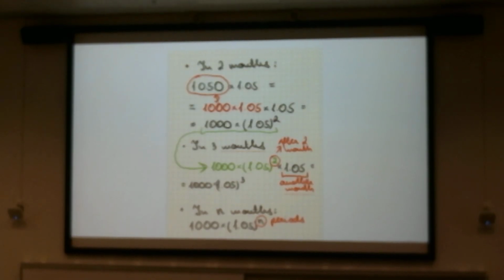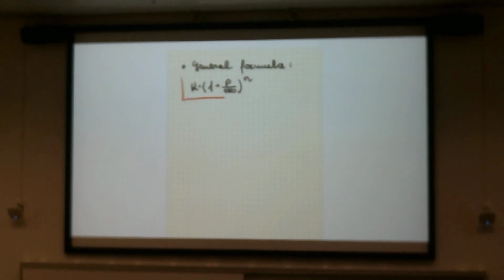So a general formula for this would be the following. The general formula to figure out how much money you accumulated would be K times (1 plus P over 100) to the power of n. So this is the general formula.